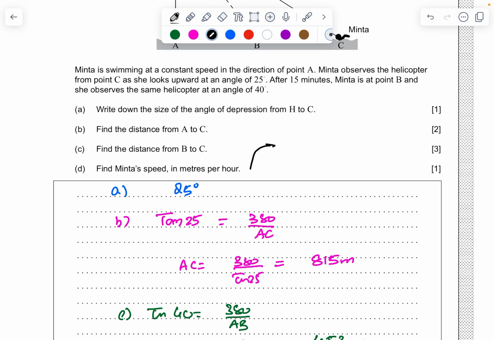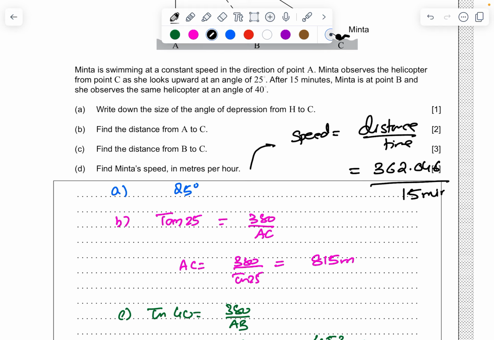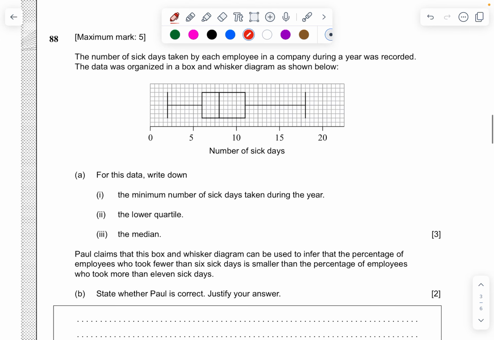So speed equals distance by time. Distance is nothing but what? 362.046 divided by time, which is 15 minutes, but I want to divide into hours, so divided by 60. So that's going to be nothing but how much? It's going to be 1450 meters per hour. That's going to be the answer.